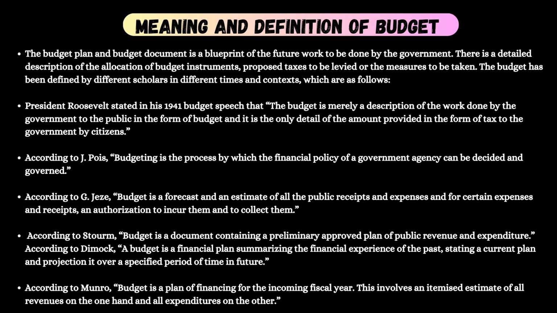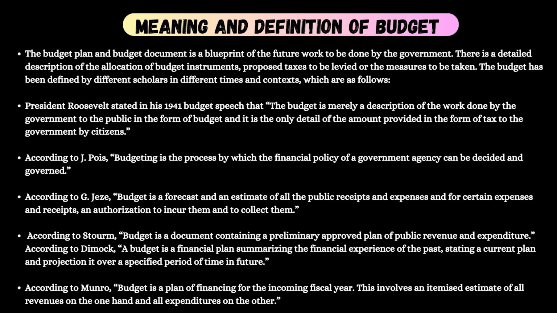According to Storm, budget is a document containing a preliminary approved plan of public revenue and expenditure. According to Dymock, a budget is a financial plan summarizing the financial experience of the past, stating a current plan and projecting it over a specified period of time in future.